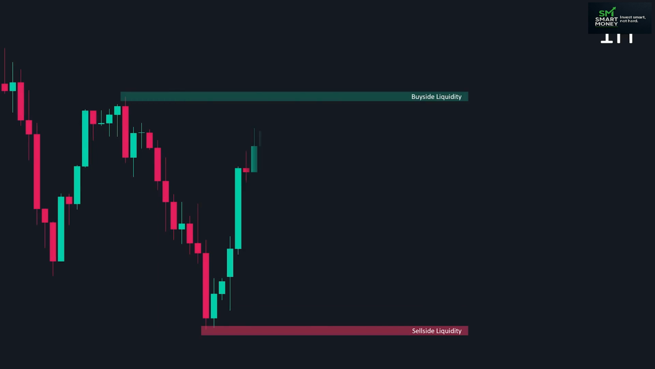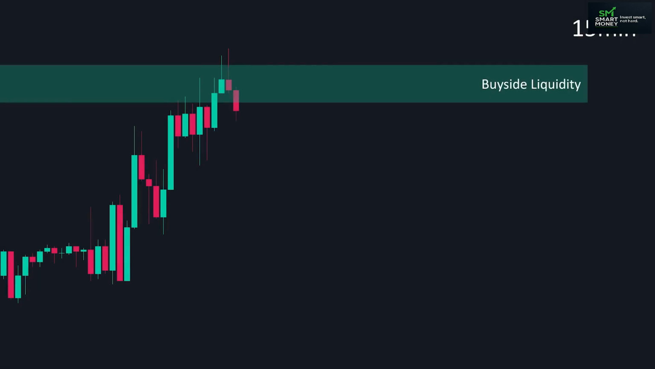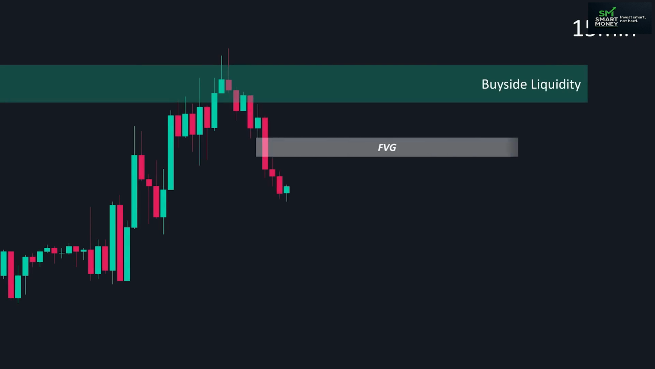Now, wait for the price to break out beyond one of these zones, and then quickly close back inside the range. This shows a liquidity sweep or false breakout, where smart money has collected the orders and is likely preparing to move the price in the opposite direction. Then, zoom into the lower time frame and look for fair value gaps that formed right after the sweep. These gaps show imbalance and can act as entry zones.